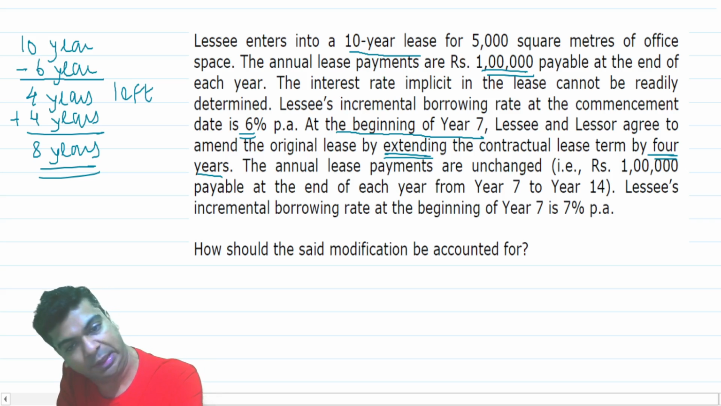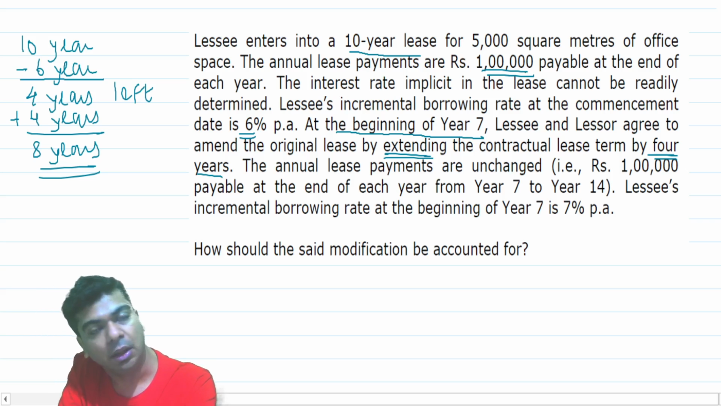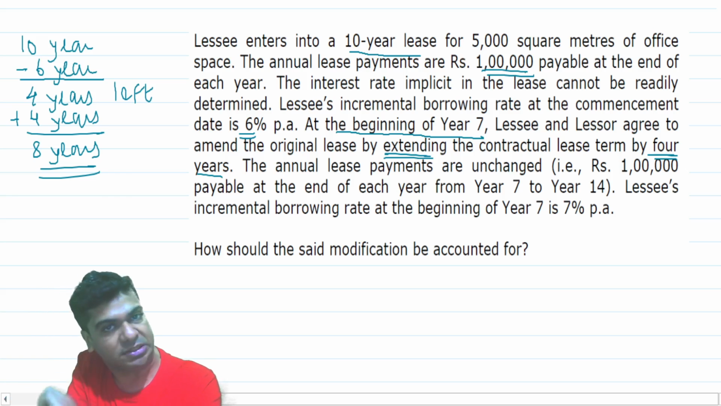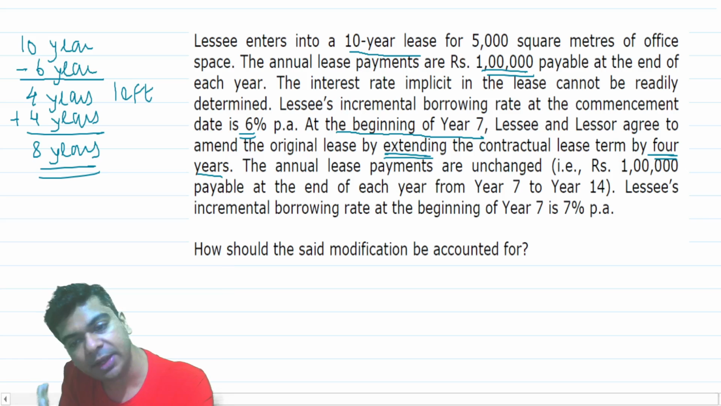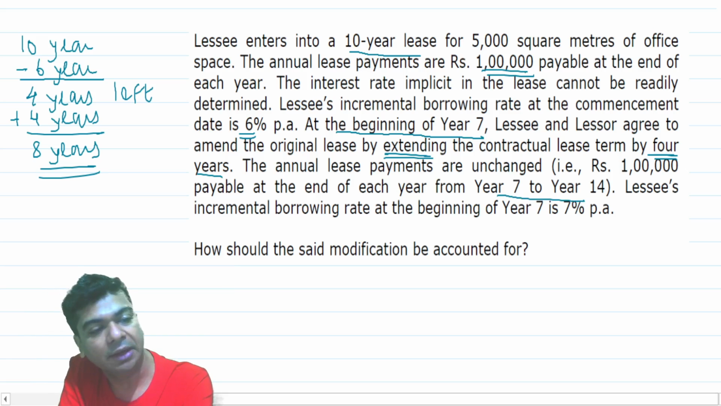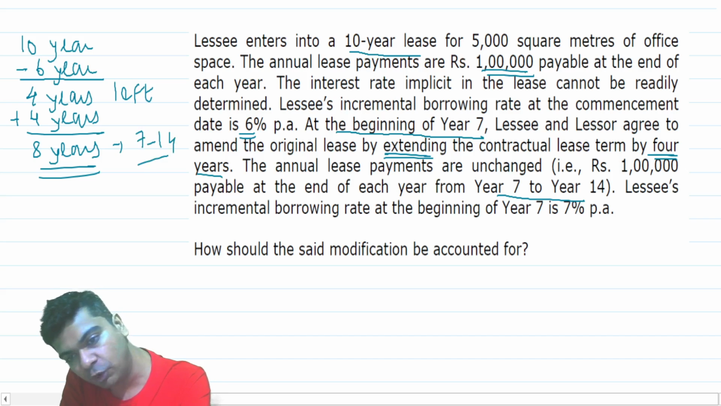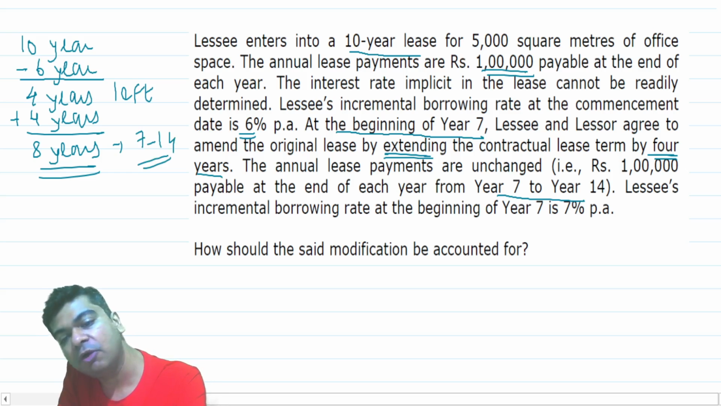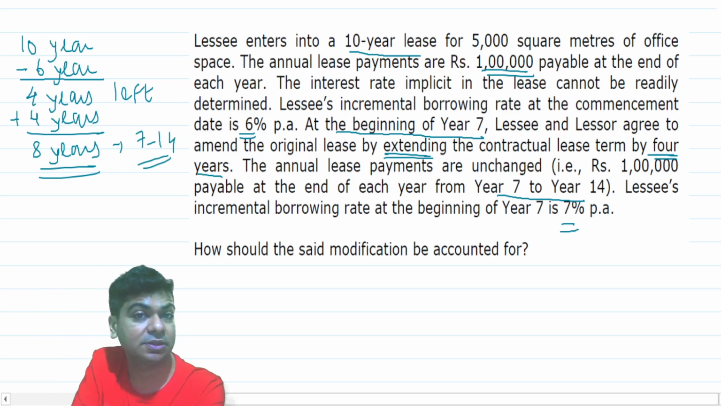Okay. The annual lease payments are unchanged. The lease rent is not changing. The lease rent was 1 lakh rupees earlier. It is remaining 1 lakh only. And again, it will be paid at the end of each year from year 7 to 14. Right? There's 8 years. This 8 years is nothing but year 7 to 14. Okay. Lessee's incremental rate of borrowing at the beginning of year 7 is 7%.